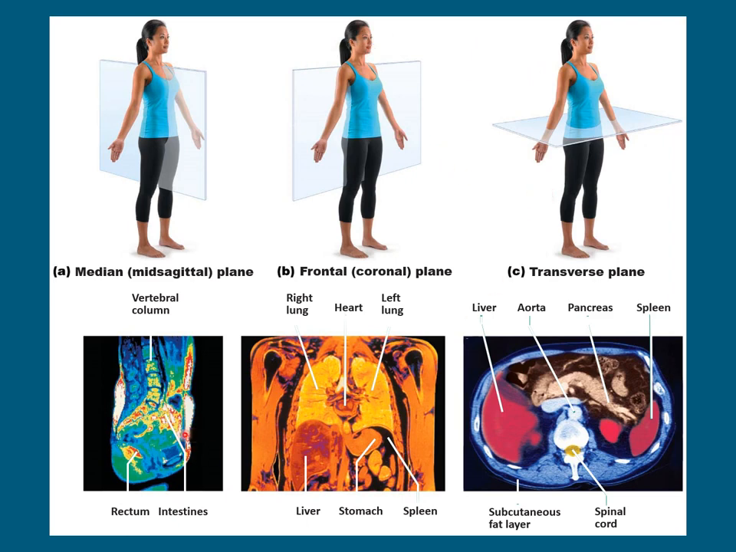And down here is what these sections would look like on the type of plane that was done, the type of section that was done. Which do you do? It depends on what information you are looking for. Different situations will require different types of views.